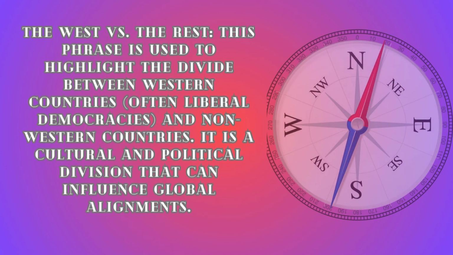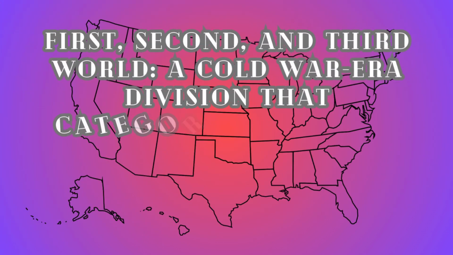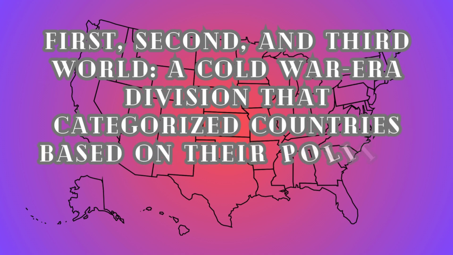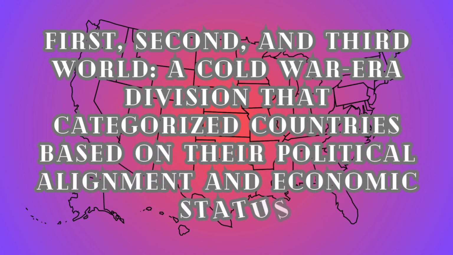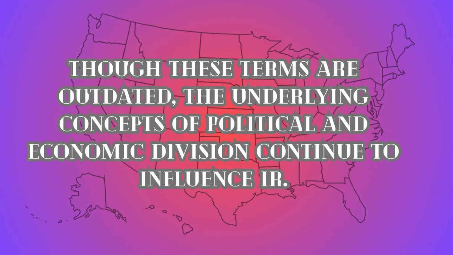First, second, and third world. These Cold War-era terms categorize countries based on political alignment and economic development. First world, Western, capitalist democracies. Second world, communist bloc led by the Soviet Union. Third world, non-aligned developing nations, mostly in the Global South. While these terms are now outdated, they still influence how we think about global inequality and power divisions.